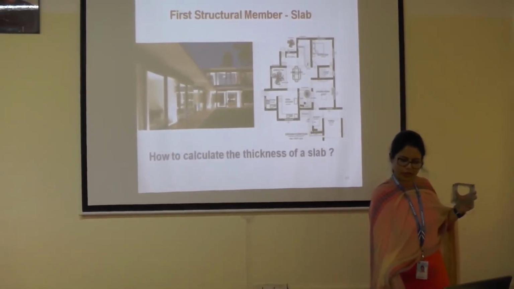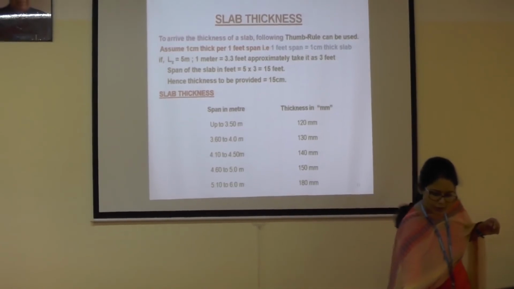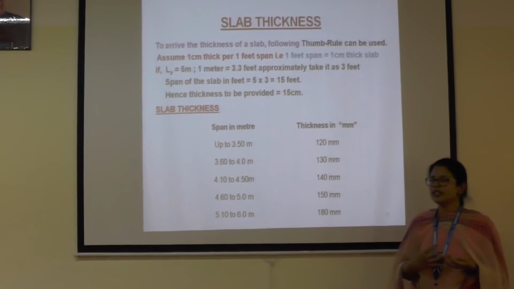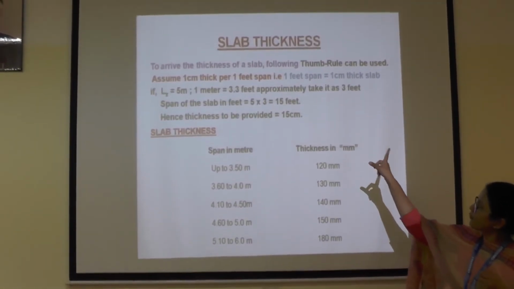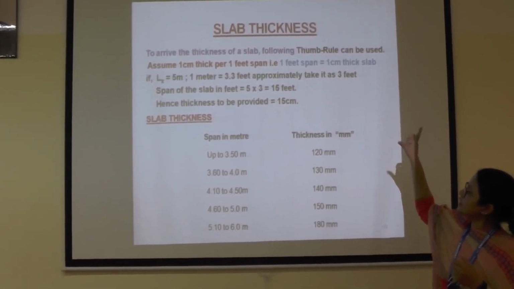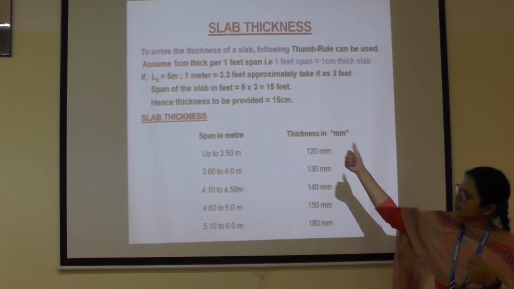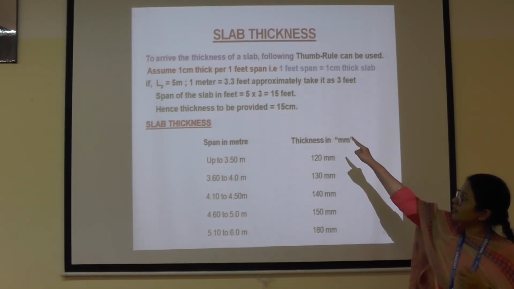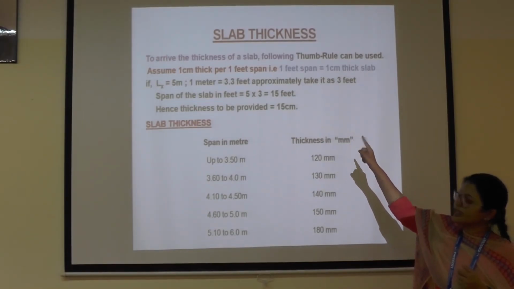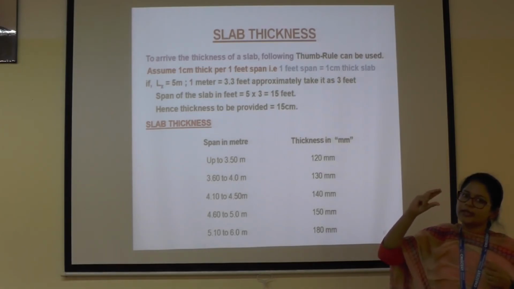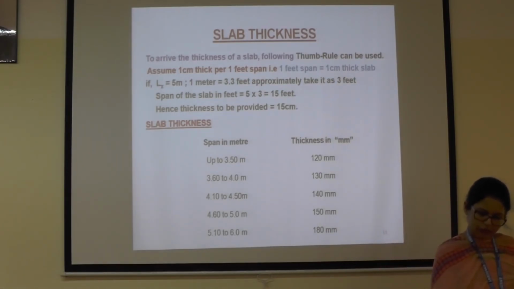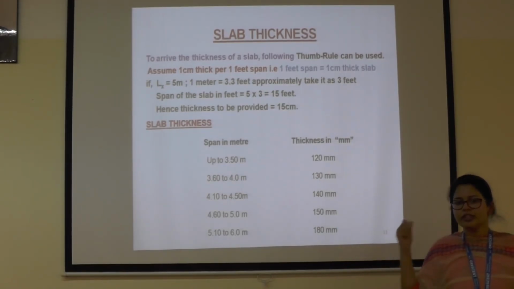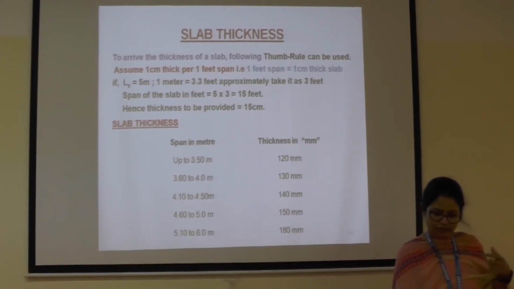Firstly, we are going to see the slab. As a thumb rule, from experimental findings, for 1 foot of span we can provide 1 centimeter thickness of slab. Let's take the length of the beam as 5 meters. For 5 meters, which is about 15 feet, I can provide a 15 centimeter depth of slab. This is a small thumb rule that can be remembered instead of calculating the entire slab design.